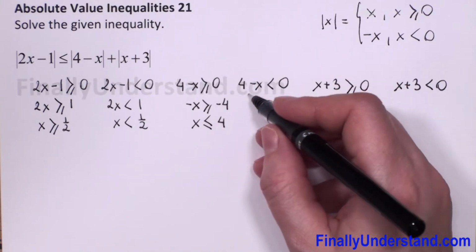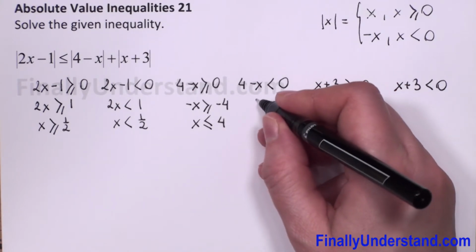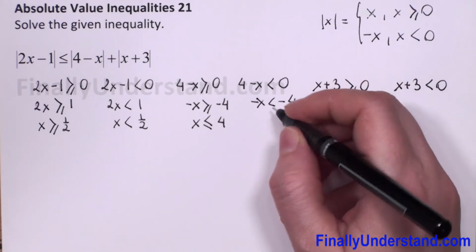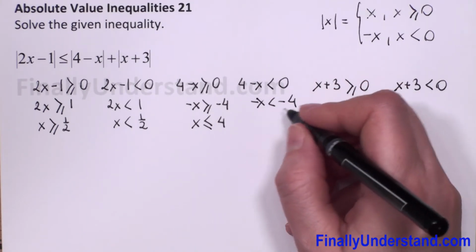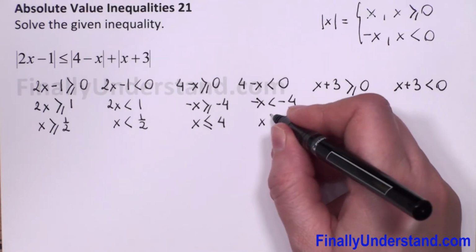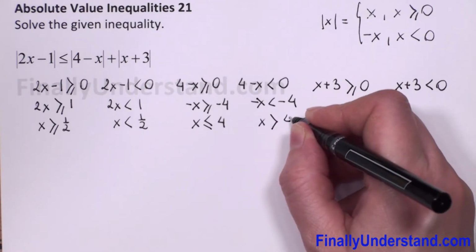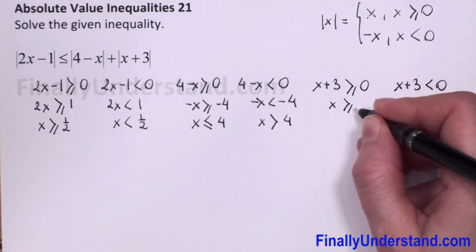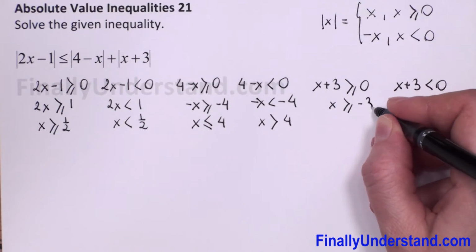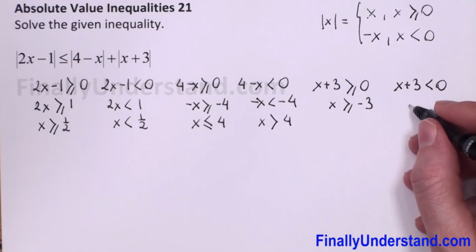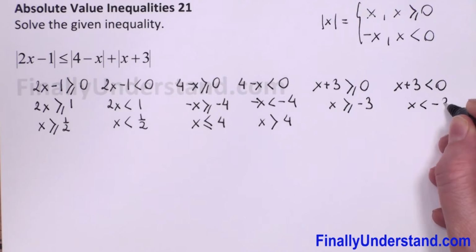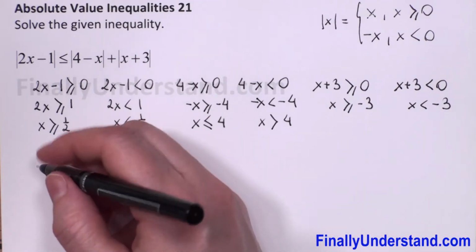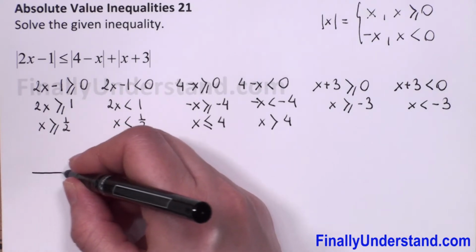So the same we have to do here. We have minus x is less than negative 4. So I divide by negative 1 both sides, so we have x is greater than 4. And we have x is greater than or equal to negative 3, and x is less than negative 3. Now we have to put this solution on our number line.